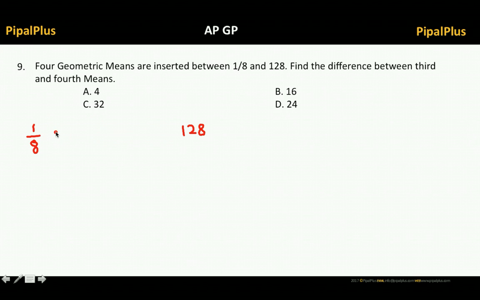So the first mean is going to be AR, because I've taken this as A. The second mean is going to be AR square. The third mean is going to be AR cube.